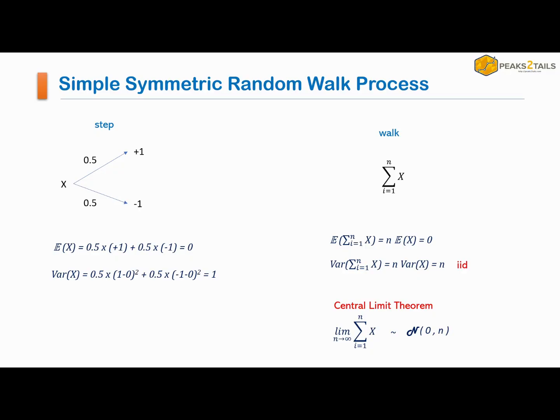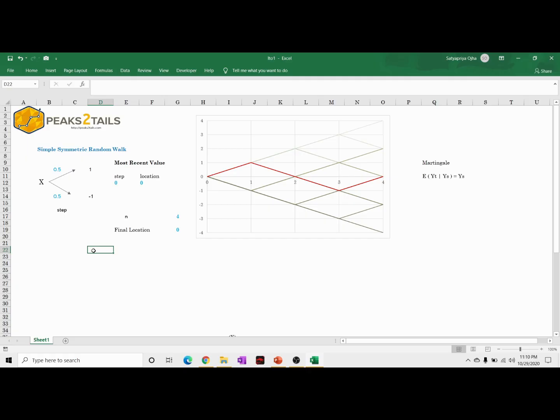Let's look at an Excel animation for this process. So this is a simple symmetric random walk process. There is equal probability of going up and going down. Right now my location is at 0. Now the grid shows all possible paths that I can take in 4 steps. And the red path shows a sample path, which is random.